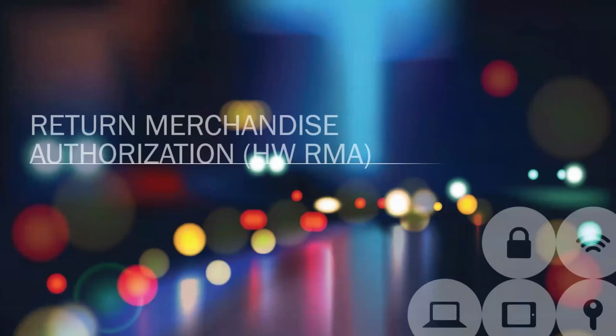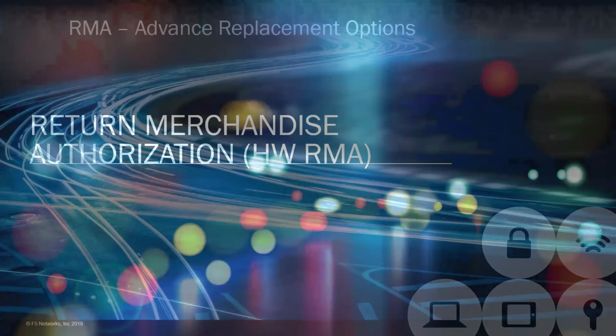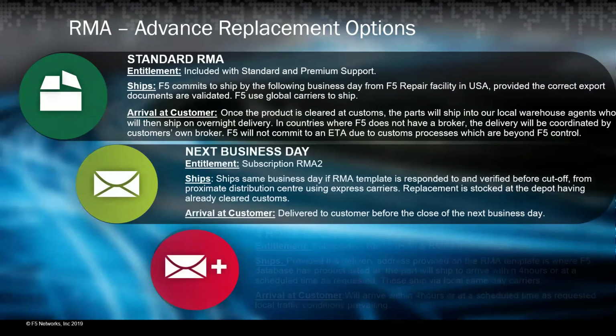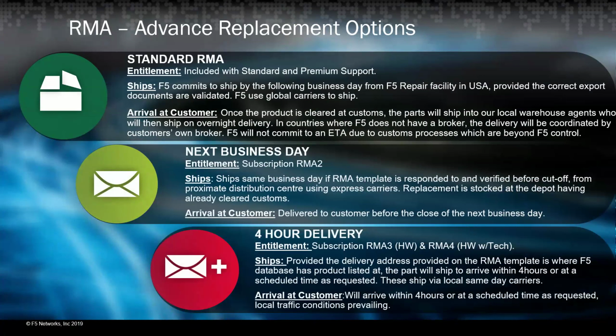Okay, I have a few more slides, almost near the end, close to 30 minutes now. So RMA, I mentioned a few different entitlements, right? Your standard premium contract for support is different, and for RMA there is a separate contract. One is the standard RMA, which is shipped from the US repair facility. It takes days, sometimes weeks. And the other one is the next business day.